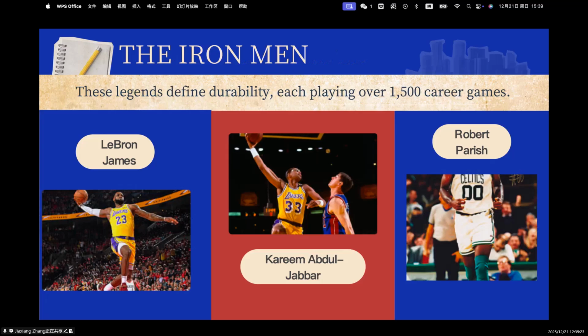Bringing this analysis together, we identify four key findings. First, efficiency metrics explain performance better than raw volume statistics. Second, PER effectively differentiates player quality. Third, win shares provide a strong link between individual performance and team success. Finally, long-term durability significantly enhances career impact.